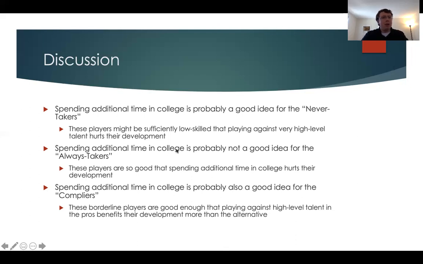Spending additional time in college is probably not a good idea for the always takers. These players are so good that spending additional time in college hurts their development. So the very top of the draft class, they're going to go pro anyway, and they definitely benefit from doing so. But where this study is really able to make a statement here is on those players that are in between. The compliers here are that middle of the road borderline player. Should they stay? Should they go? For these borderline players, the evidence in this study would suggest that they might develop better in the pros than in college. Or at the very least, the evidence does not say that they're definitely going to benefit more from staying in college.